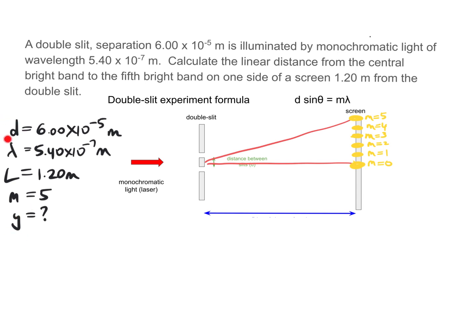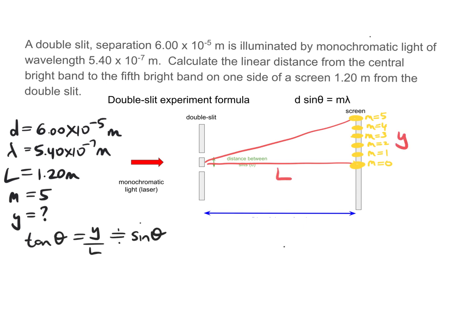So we know d, the distance between the double slits, we know the wavelength of light lambda, we know the distance between the double slits and the screen, we know the order of our bright spot is m, and we're trying to find y. In this case we can't just use our double slit formula because we don't know theta and it doesn't have our L or our y in it. So we need to do our approximation for tan theta.